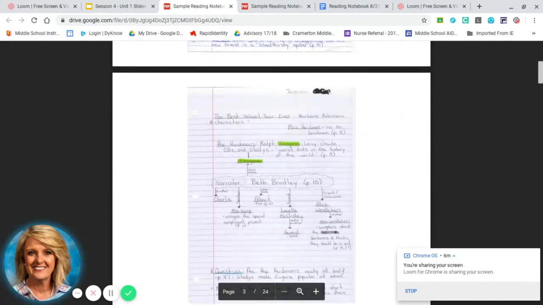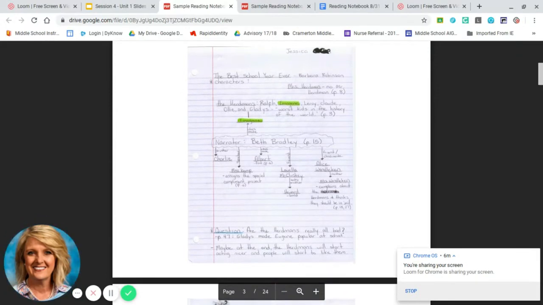So I can see that Jessica understands what she's reading in Charlotte's Web just based on her entries that she's written in her notebook. I can follow her thoughts, and I can even know what the story is about based on her thoughts. Here's another one that she wrote about The Best School Year Ever by Barbara Robinson. She introduces her characters.